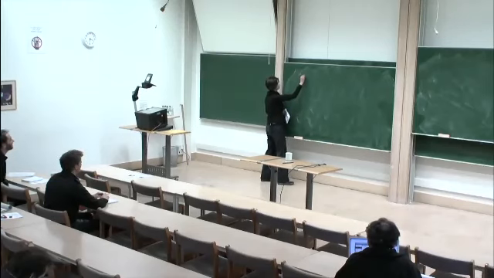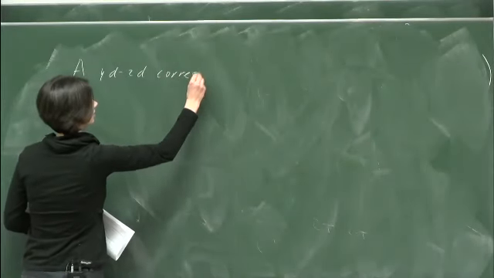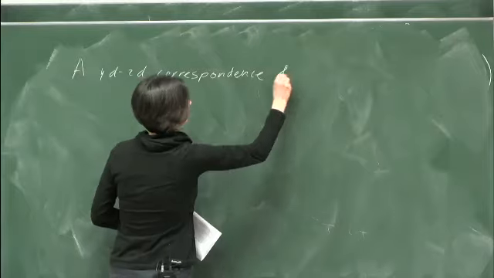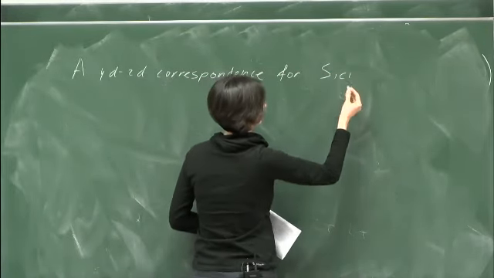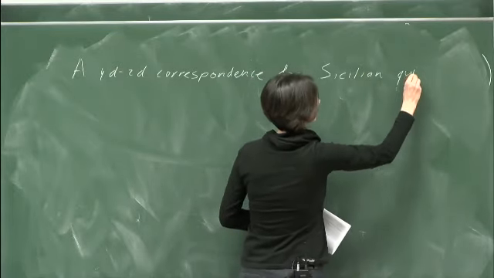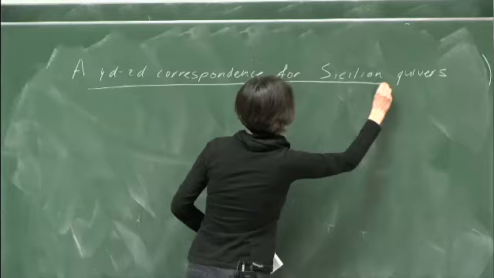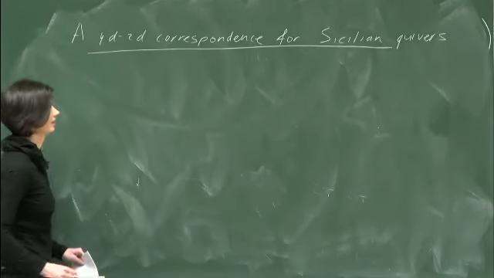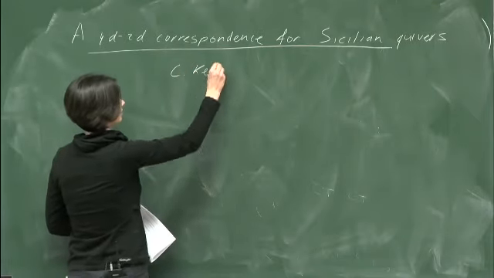So we'll talk about a 4d-2d correspondence for Sicilian gauge theories. Sicilian quivers. This is work that I did last year together with Christoph Keller and Jeroen Swim.